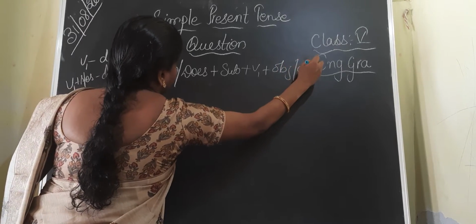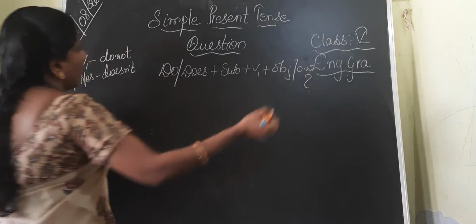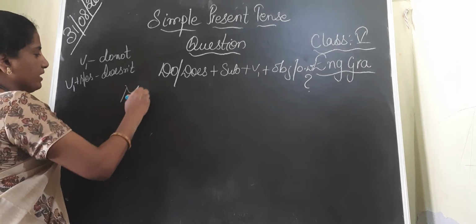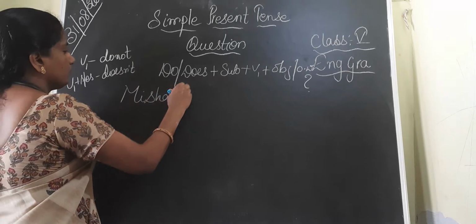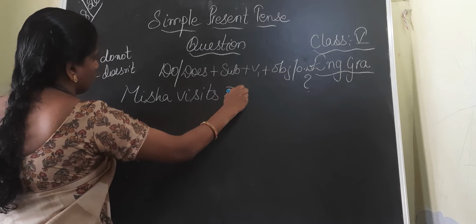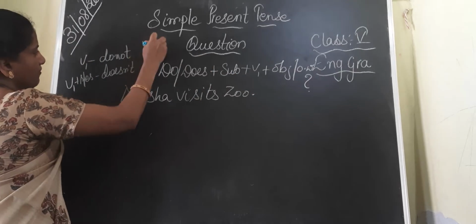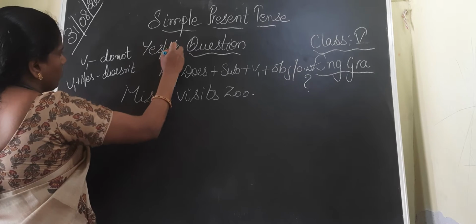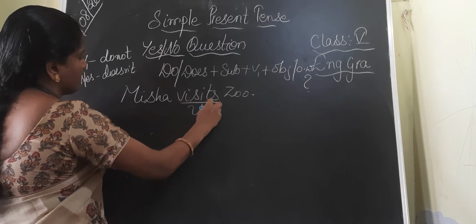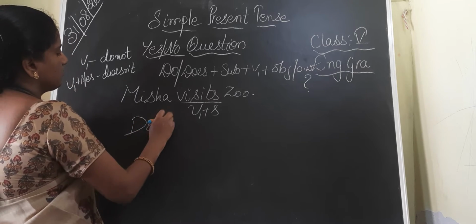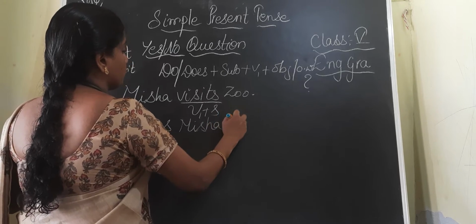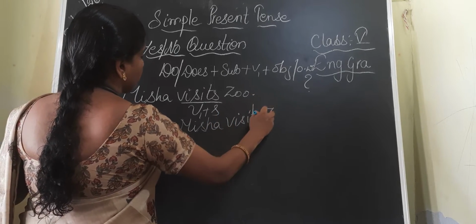At the end of the question form, you have to keep the question mark. Now, suppose this is a statement: Misha visits zoo. What is the verb form given to you? Visits, V1 with s. So, does Misha visit zoo? Does Misha visit zoo?